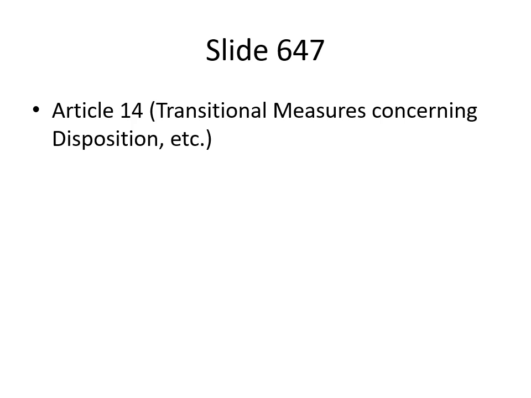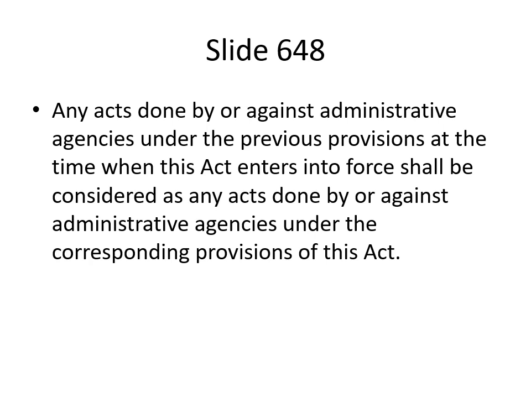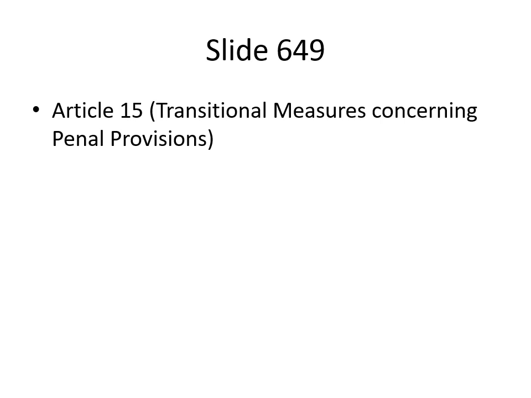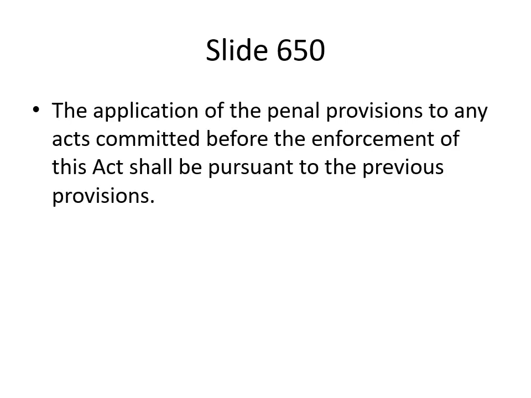Article 14. Transitional measures concerning disposition, etc. Any acts done by or against administrative agencies under the previous provisions at the time when this Act enters into force shall be considered as any acts done by or against administrative agencies under the corresponding provisions of this Act. Article 15. Transitional measures concerning penal provisions. The application of the penal provisions to any acts committed before the enforcement of this Act shall be pursuant to the previous provisions.